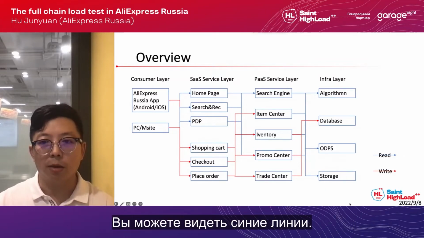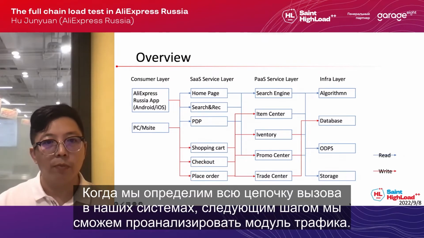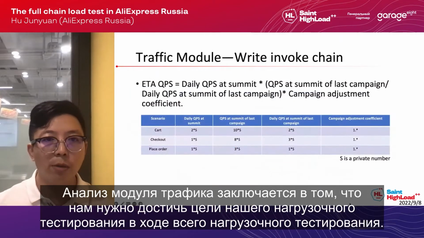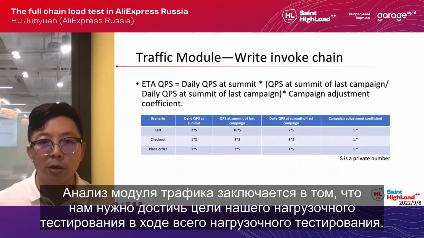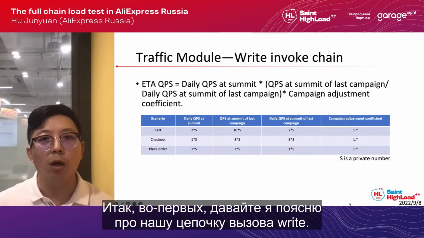You can see the blue lines, which are the read chains in our load test, and the red lines, which are the write invoke chains. When we have identified the whole invoke chain in our systems, the next step is the traffic model analysis. The purpose of the traffic model analysis is to get our load test target during the whole load test run. First of all, let me explain our write invoke chain.